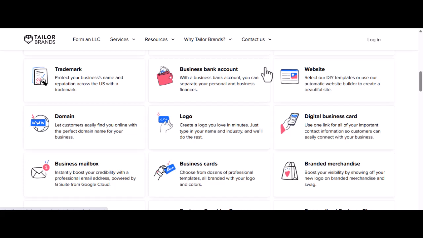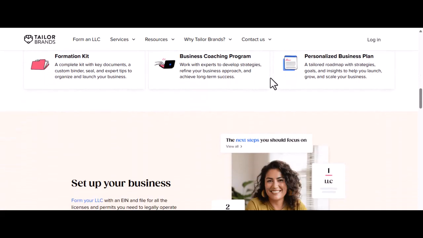Now, where things get more complex is with their LLC formation services. This is a specific service aimed at forming a limited liability company, which is a legal entity primarily used in the United States. If you're using Tailor Brands to form an LLC, the core service fee, which has tiers like Light, Essential, and Elite, is set in US dollars.